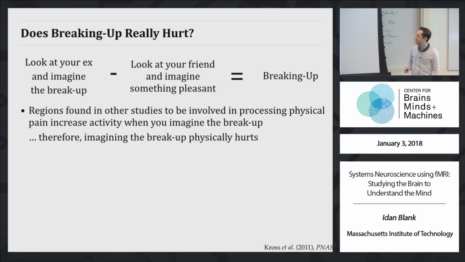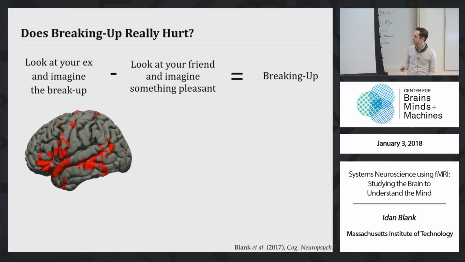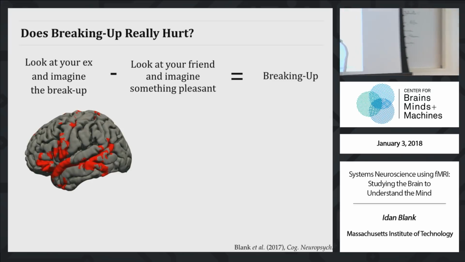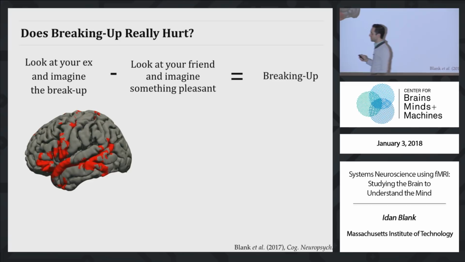So therefore, imagining the breakup really hurts. And that is not necessarily correct. And the reason is that there's a lot of inter-individual differences in where exactly different functions occur in the brain. So the mapping of function onto anatomy is not consistent across individuals.